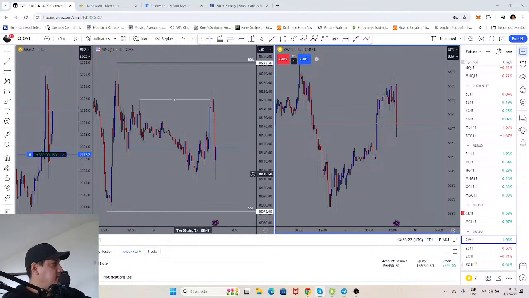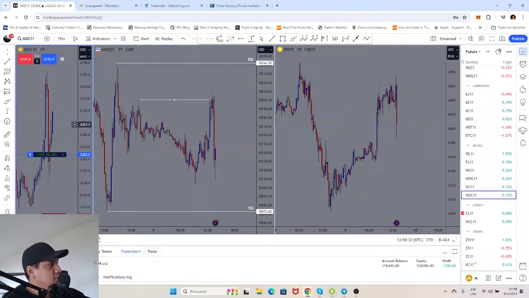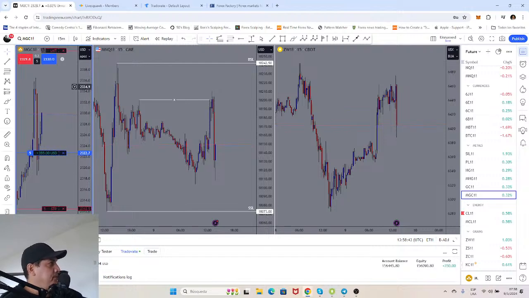All right. Up 350 bucks. My risk here on gold was about $500. So not quite 1R just yet. I reckon I'll take some of it off here, most of it off here at the highs of the move, but it's looking good, right?